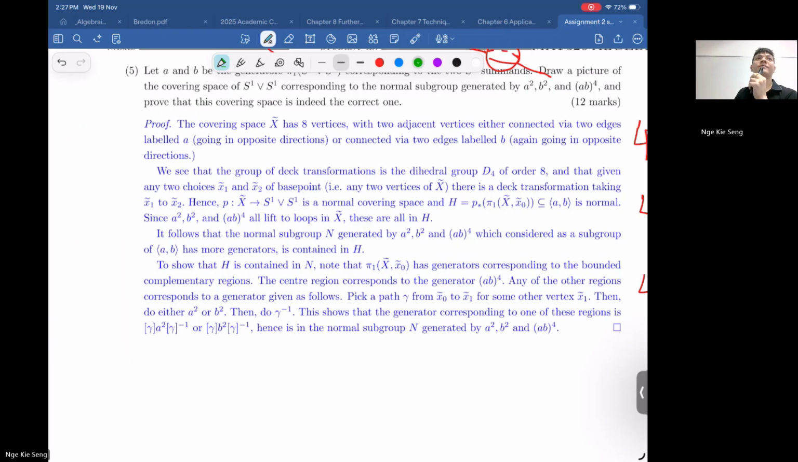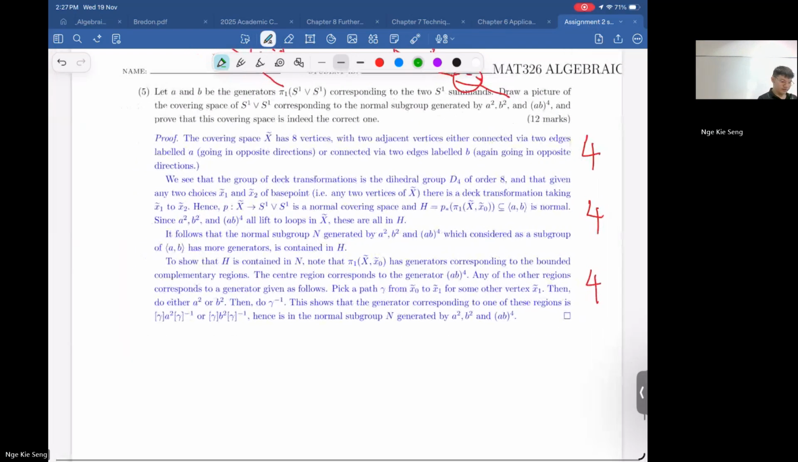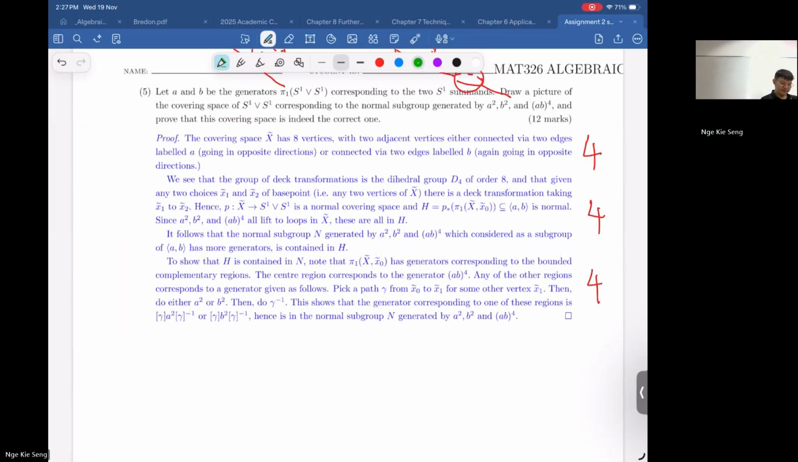I think only one wrote it down properly. Any questions so far? Any questions so far?